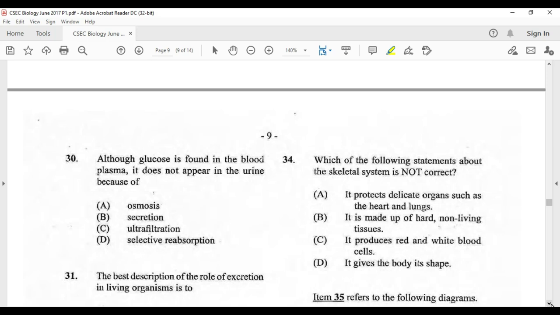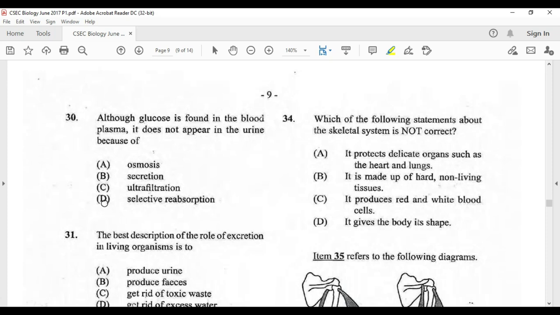Although glucose is found in the blood plasma, it does not appear in the urine, because, a very interesting question, and again a repeated question. And of course it is because not osmosis, not because secretion, not just because ultrafiltration, but instead because of selective reabsorption. So it's taken up back, so even if it got there into the nephron, it's collected. Now this brings us to the end of the 30 questions intended to be answered for part one.